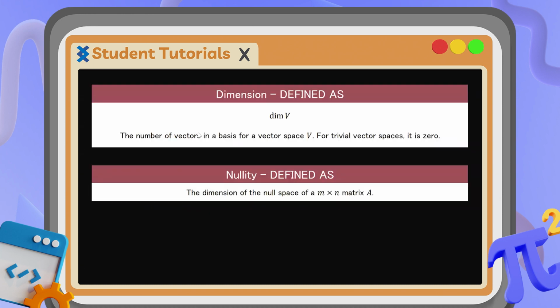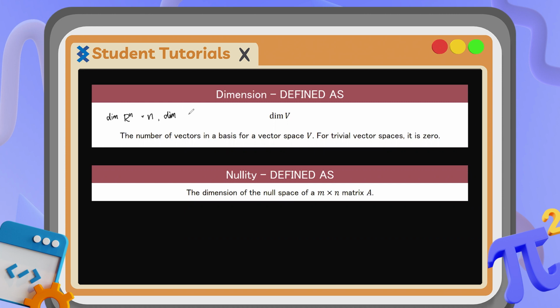So next, we have the concept of the dimension. A dimension is the number of vectors in a basis for a vector space V. And for trivial vector spaces, it is 0. So, for example, the dimension of Rn will be equal to n.